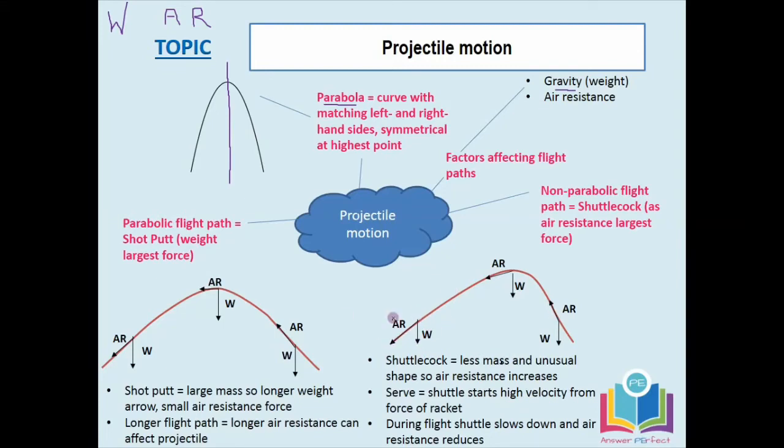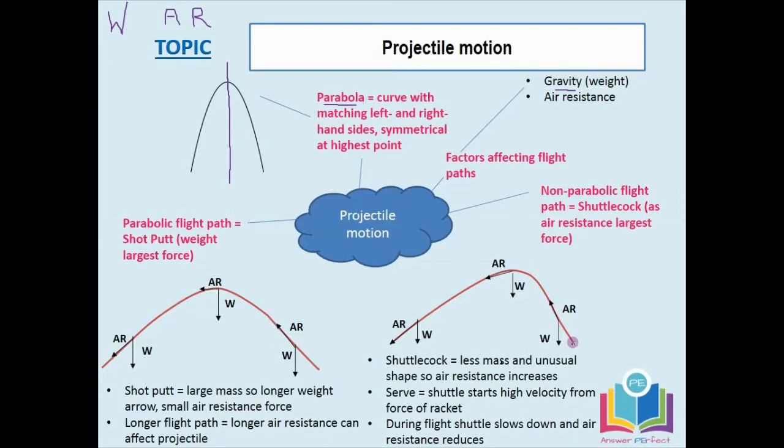So at the surge, to the point where the shuttle is about to start off, it starts with a high velocity, and that's provided by the force of the racket. As the shuttle is then flying through the air, it starts to slow down. That air resistance is taking effect. However, when it gets to the top, air resistance effect is actually reducing, and the weight force is now starting to become the greater of the two, which is why it starts to come back down.